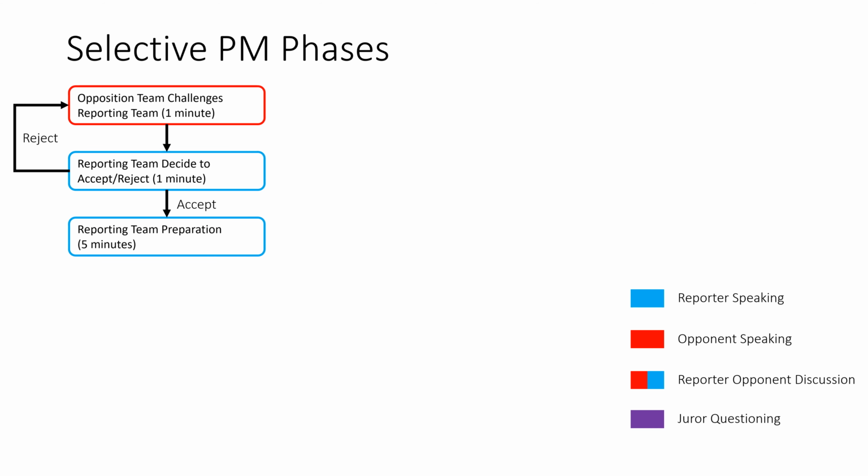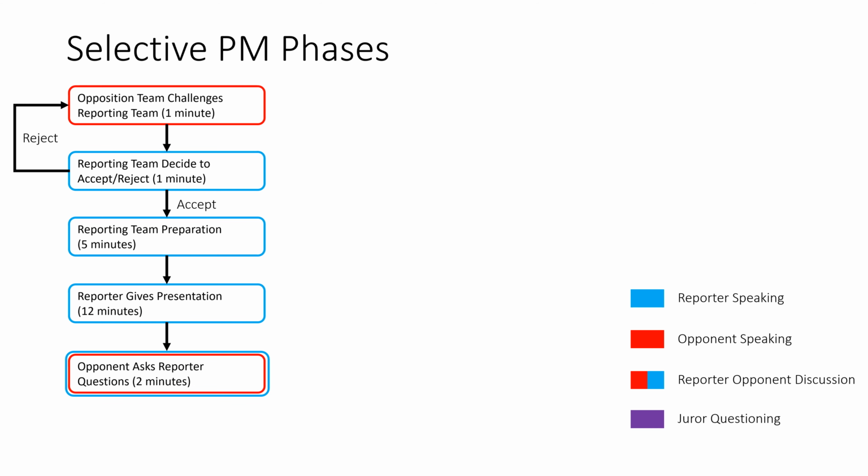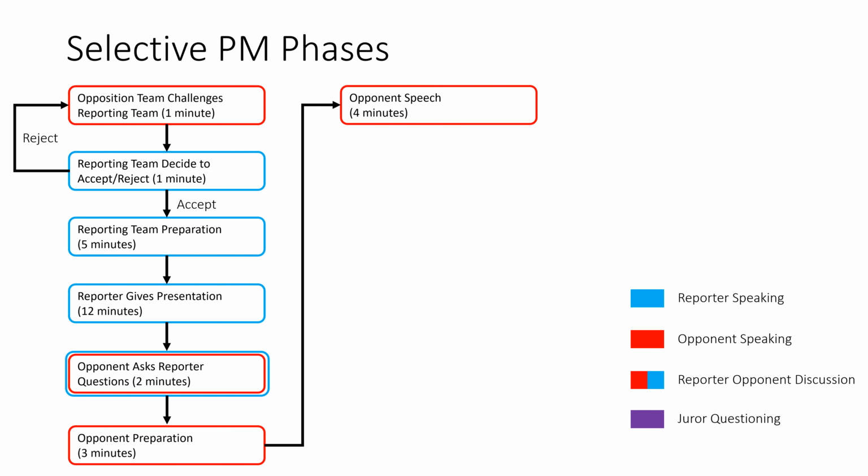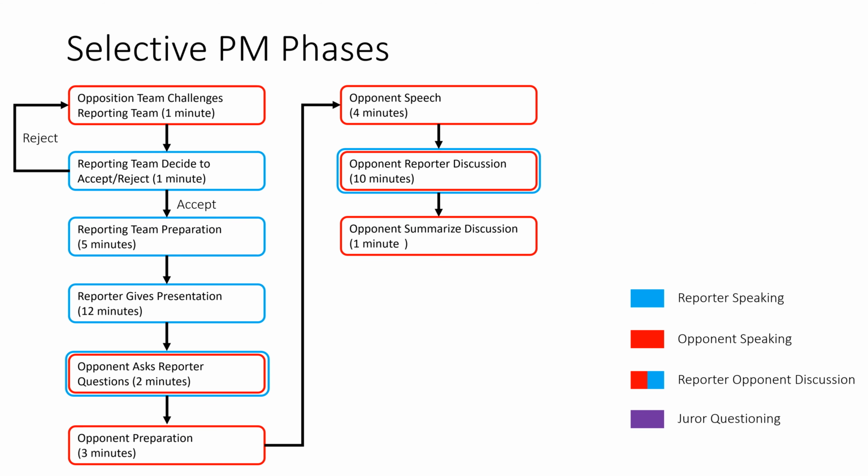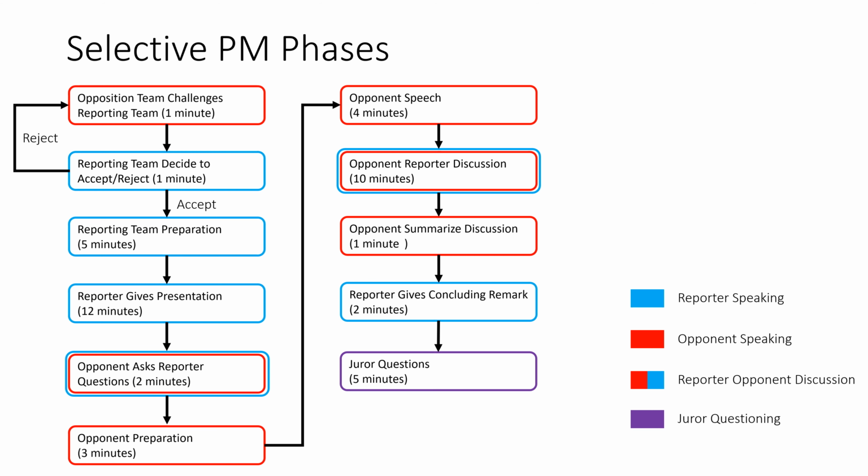If the reporting team accepts, one member of the reporting team will give a presentation of no longer than 12 minutes. One member from the opposition team then questions the reporter for 2 minutes. The opponent then gives a short presentation about the report, stating the merits and possible shortcomings. Then the opponent invites the reporter on stage for a 10-minute discussion. The opponent then summarizes the discussion in 1 minute, and the reporter gives a 2-minute concluding remark. Jurors are then given a chance to question the teams. Finally, jurors complete a score sheet and announce their final scores.